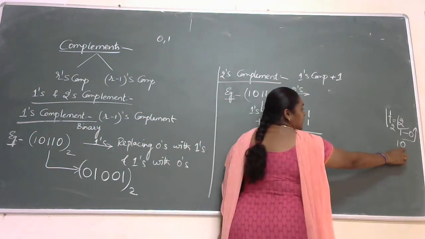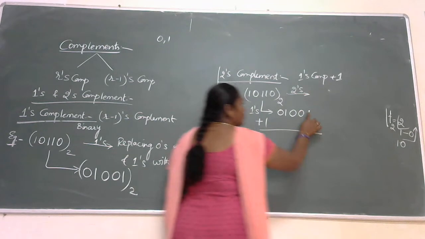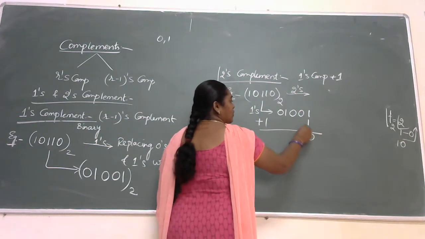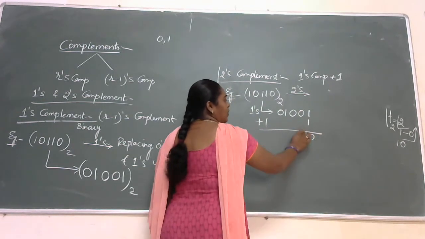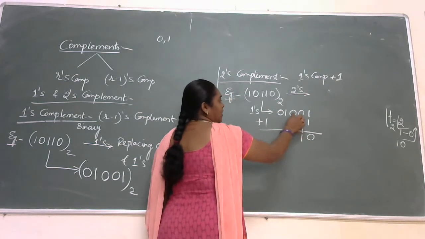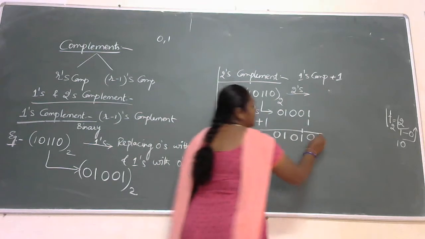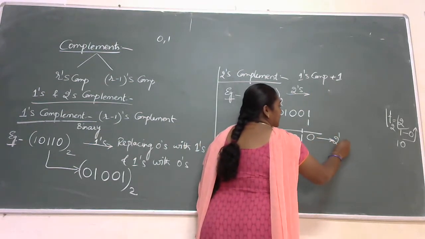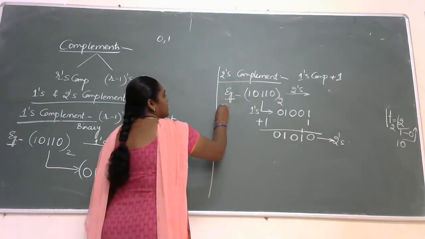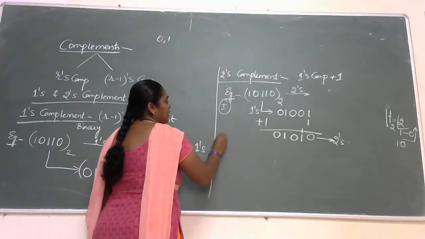So here sum is 0, carry is 1. So 1 plus 1, sum is 0, carry is 1. 0 plus 1 is 1. And this is 0, 1, 0. So this is the 2's complement for the given number. This is method 1.